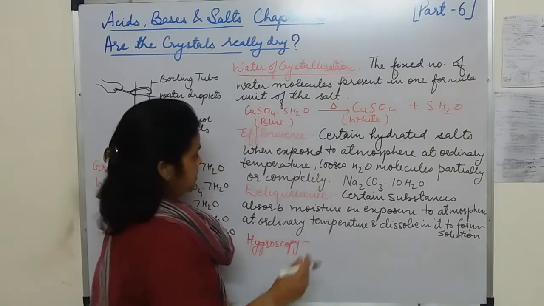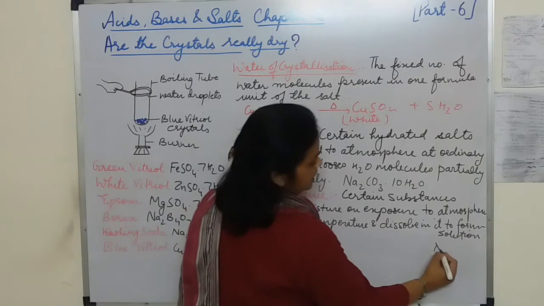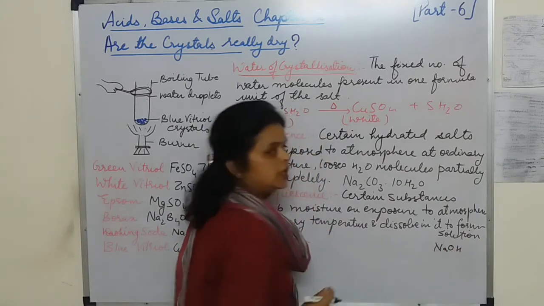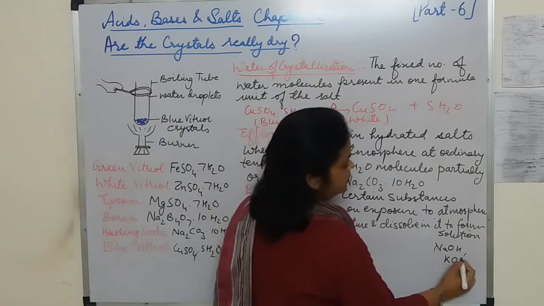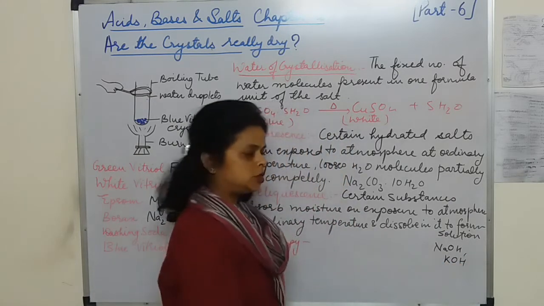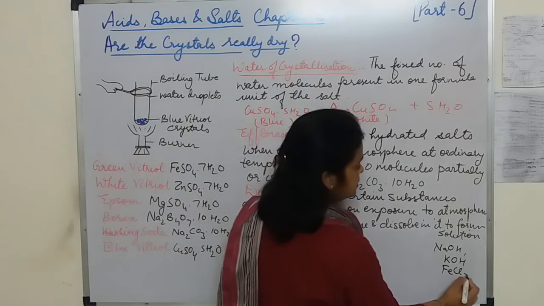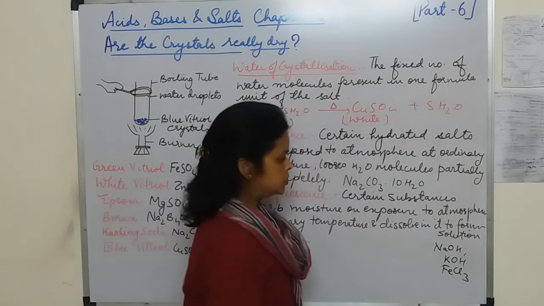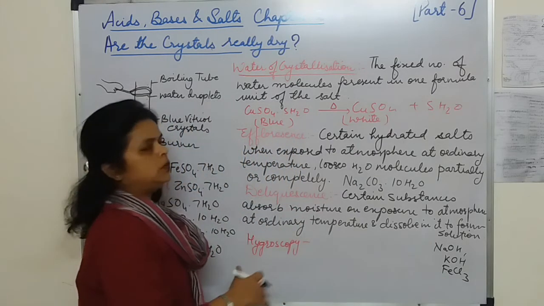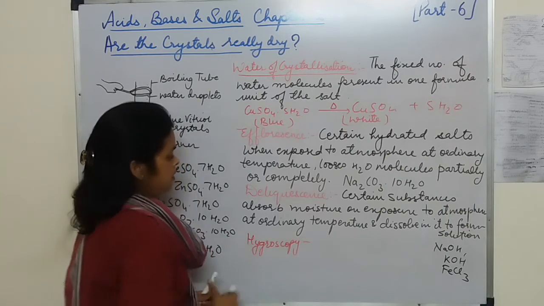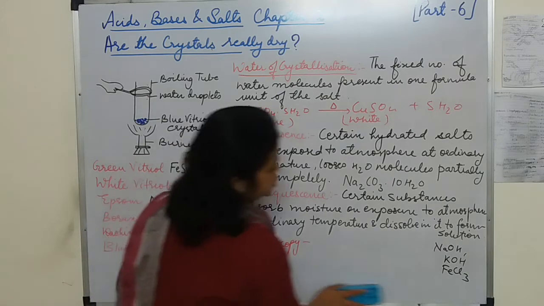Okay. For deliquescence, you can note down various examples. It is NaOH. Sodium hydroxide pellets absorb moisture. Potassium hydroxide also absorbs moisture and shows deliquescent nature. Then FeCl3 also shows it. So these are the various examples you can note down. You can add many more examples over here. Now hygroscopy and deliquescence, what is the difference between these two terms?